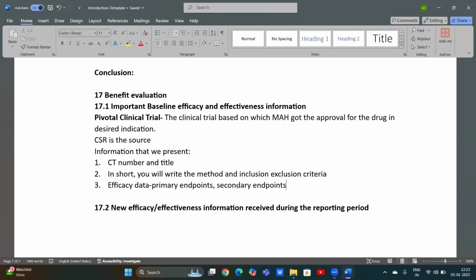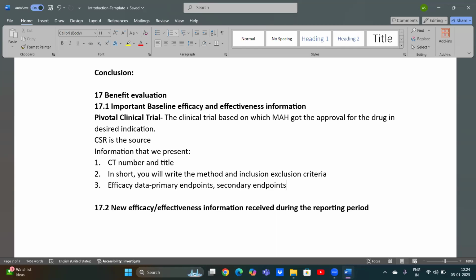Something like that: what was that study? Was it a multi-center or single center, randomized or open label? So it was a multi-center, suppose randomized single arm study or double arm study in patients. This is the title that you will get from the CSR.